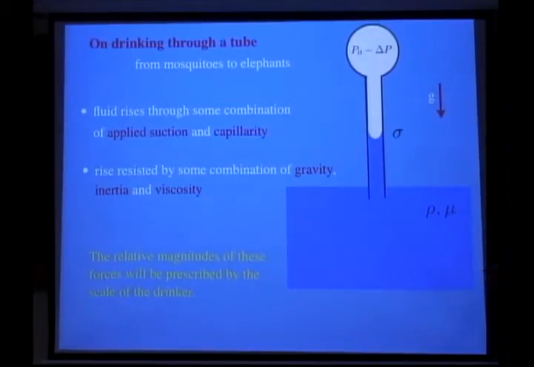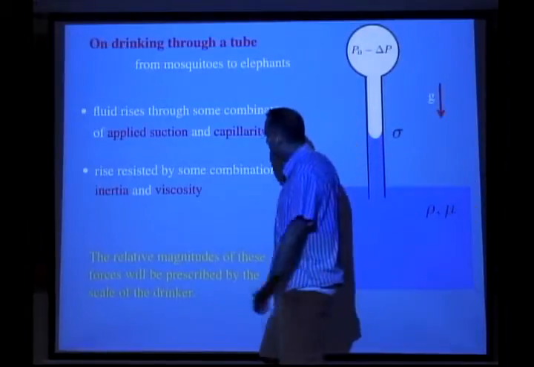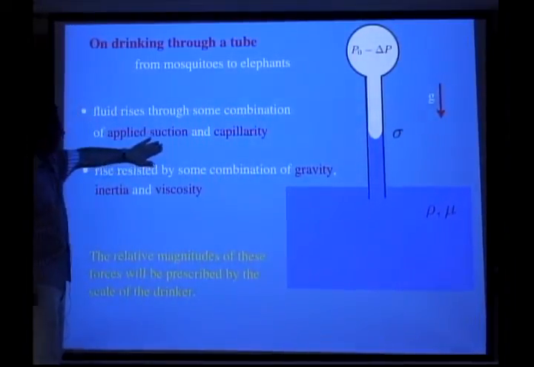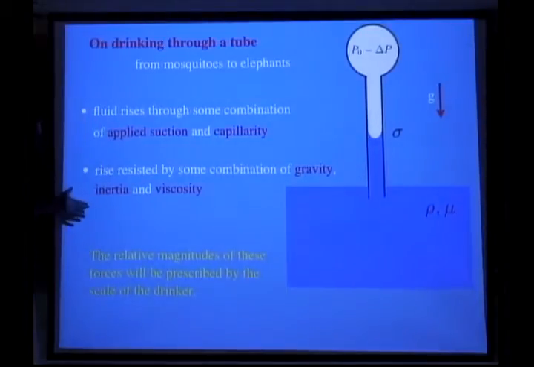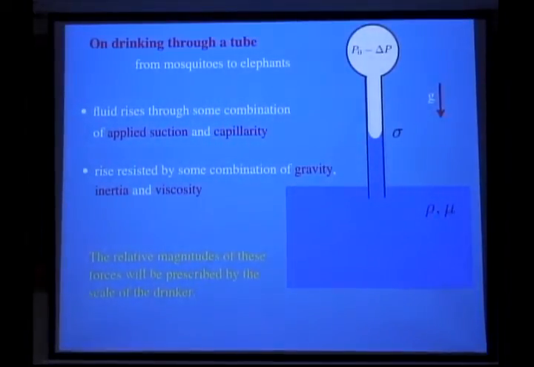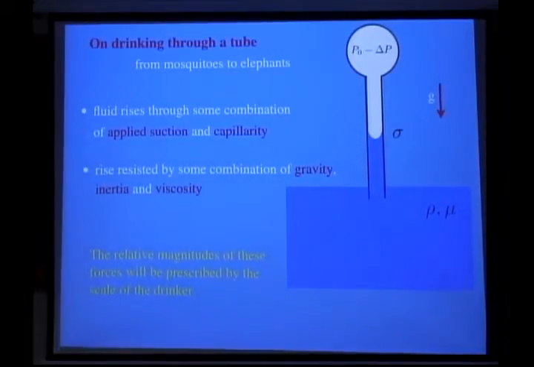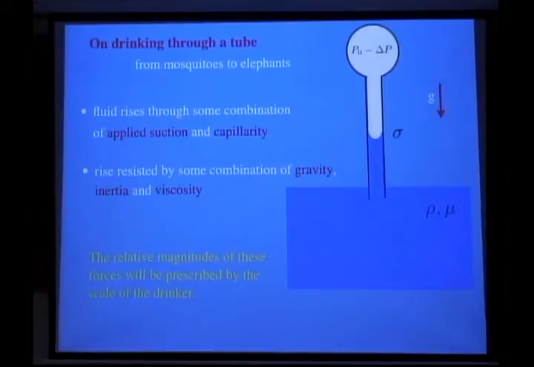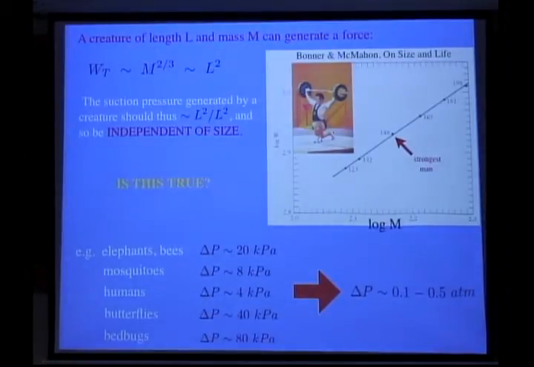More commonly, there are many creatures that drink through tubes, so mosquitoes, elephants. And the fluid rises through some combination of applied suction and capillarity. Okay, and again, it'll be resisted by some combination of gravity, inertia, and viscosity. So which of these forces is most important will depend on the scale of the creature. And we did a complete treatment of capillary rise in tubes, so this will all be very familiar to you. We also did entrainment, which will be another story.